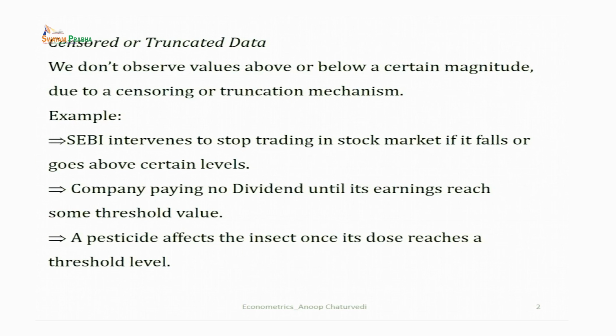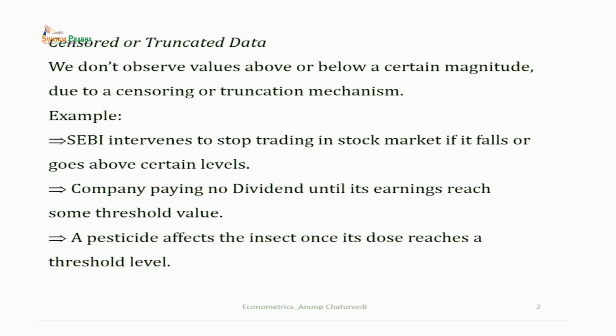Then the company paying no dividend until its earnings reach some threshold value. So, suppose there is a new company, then it does not pay any dividend unless the profit of the company or earnings of the company reaches some threshold value. So, again you have some kind of censoring.